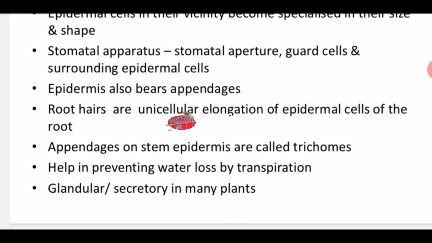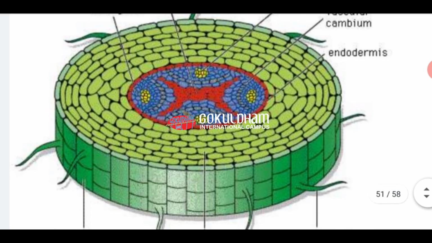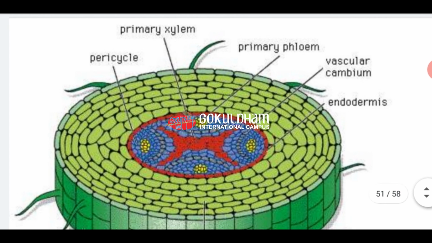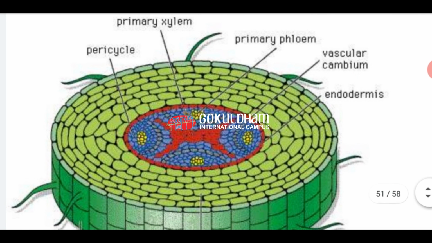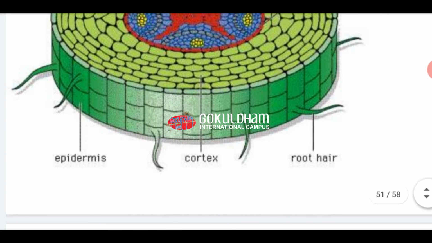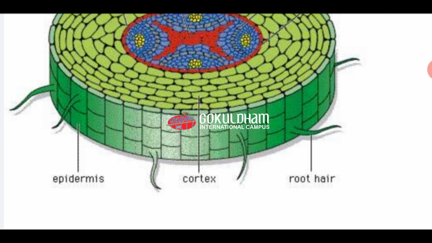Means the appendages on the stem we call trichomes, which help in preventing water loss by transpiration, and are glandular and secretory cells present in many plants. This is the cross section of a root which shows the root hair, vascular cambium, primary phloem, primary xylem, pericycle and endodermis. The outermost layer is the epidermis and cortex, and the root hair develops from the epidermis.